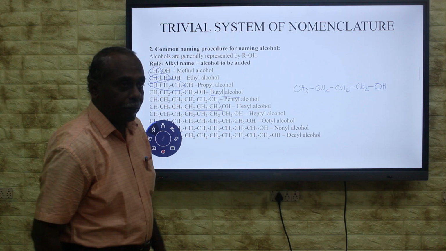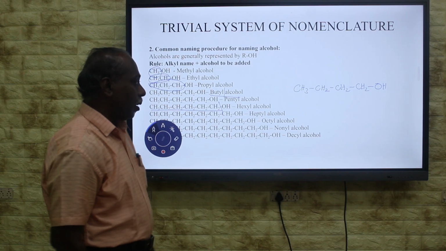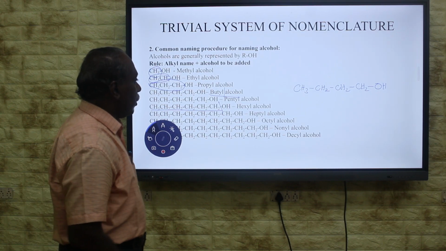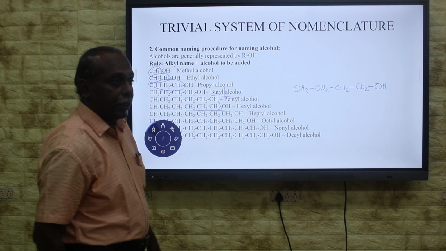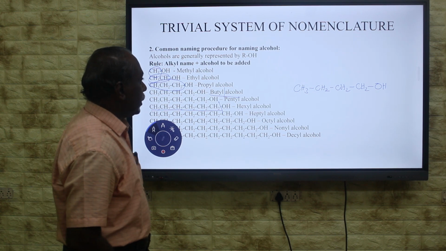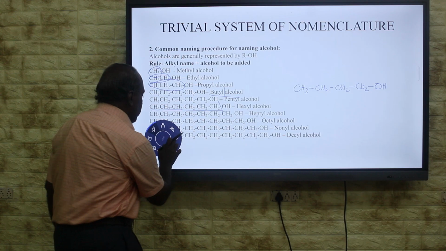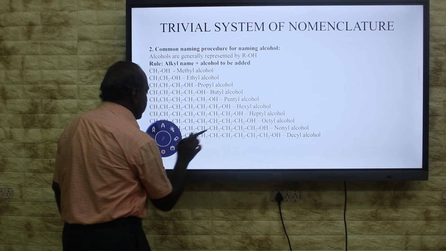When the structural formula is given, you can write the trivial name of the compound. Based on this rule, you can write the trivial name for the compound. Let us pass on to the next one.